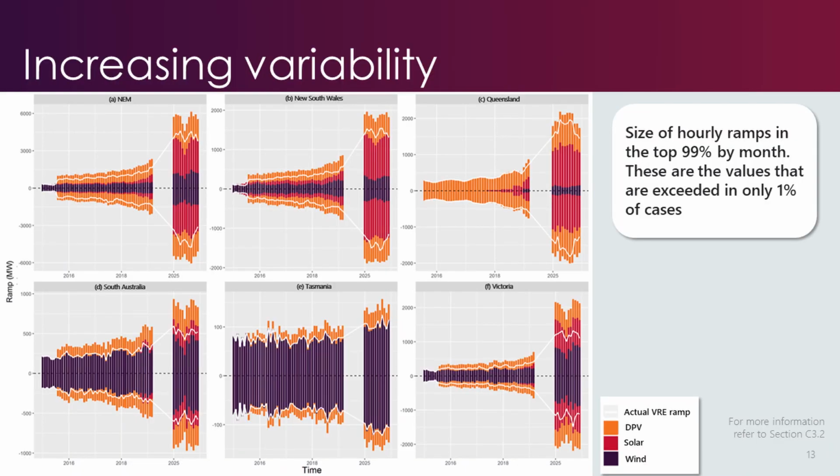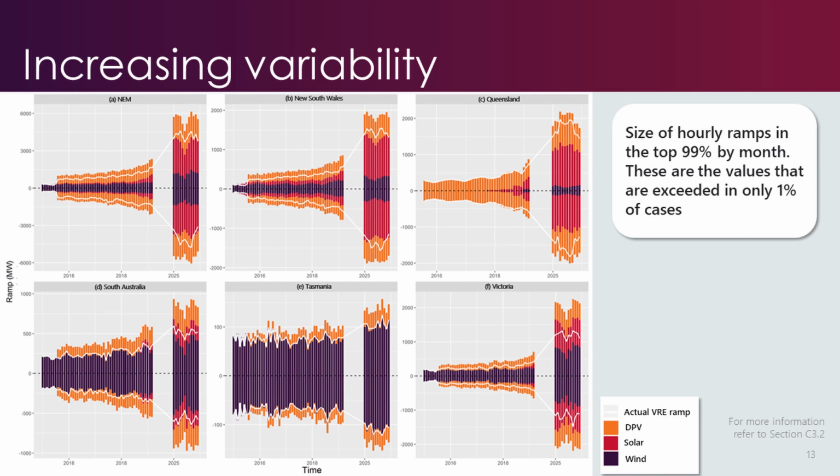The key graphic coming out of this generation variability analysis we've endearingly called the butterfly plot, which we've got up on the screen here. Now, these butterfly plots show the monthly 99 percentile 1-hour ramp between 2015 and 2019, and then projected forward to 2025.